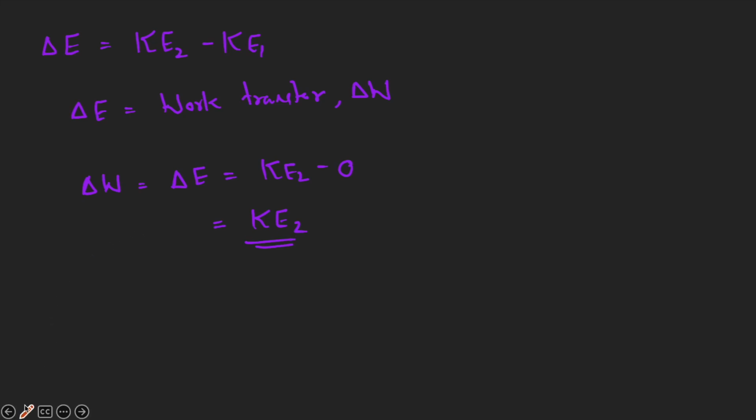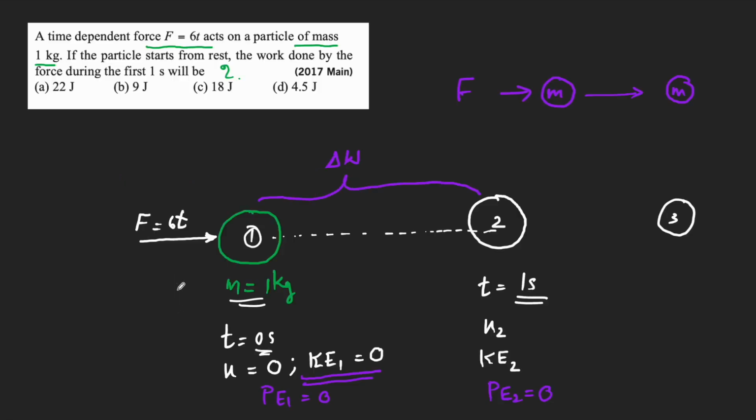So we are asked to determine the work transfer, and the magnitude of that work transfer will be equal to the kinetic energy of the particle at position 2. Basically, we need to determine the kinetic energy of the particle at 2. That is the question. Understanding the question is very important. So now let's proceed with whatever we know.